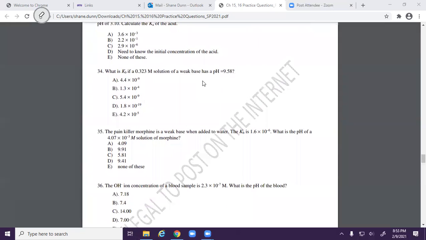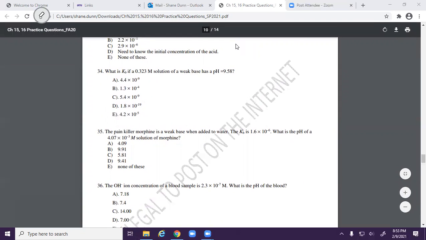Oh, the painkiller morphine is a weak base. When added to water, the Kb value is this. What is the pH value? So, what is Kb? Yep, Kb is x squared over B negative. So, are you getting Kb? Plug it in. 1.6 times 10 to the negative 6 power.